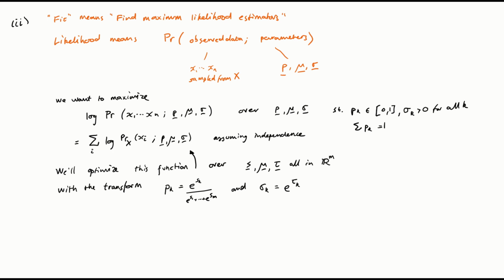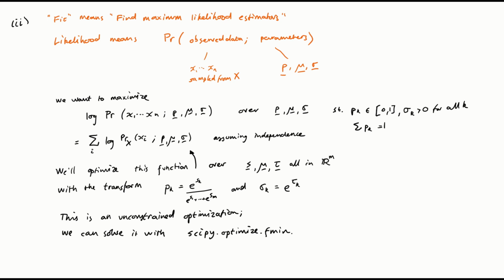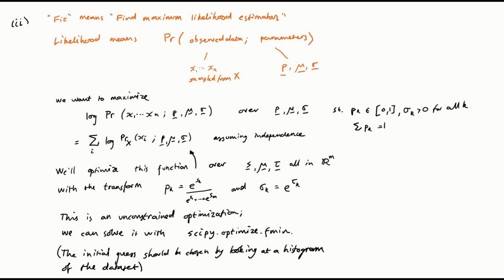Now it's easy to do the optimization. It's an unconstrained optimization over s, mu and tau, so we can just solve it using scipy.optimize.fmin. It is good practice, whenever we call optimize, to always enter a sane initial guess. We don't know what the data is here. Here's a plausible thing to do. The initial guess should be chosen by looking at a histogram of the dataset. If the dataset looks like it's got two clusters, set mu1 and mu2 and sigma1 and sigma2 to capture where those two clusters are.